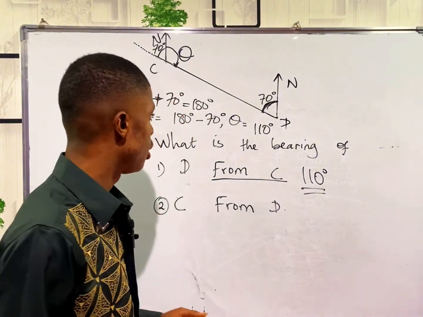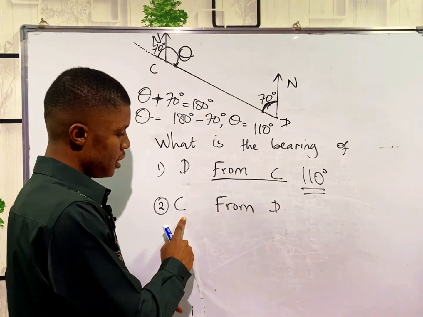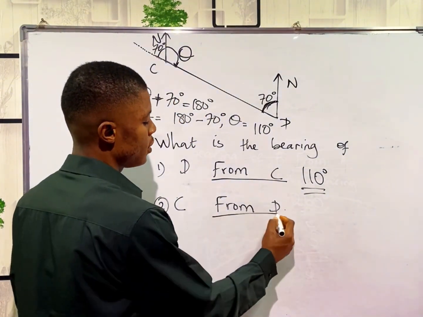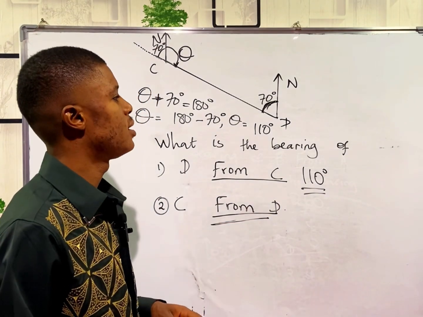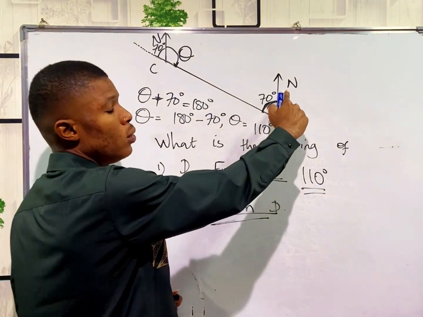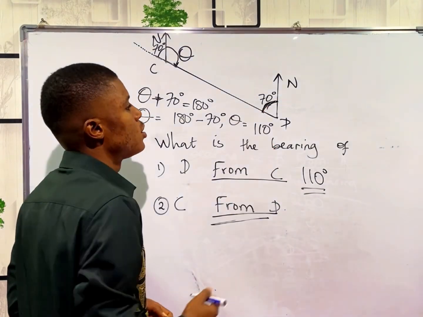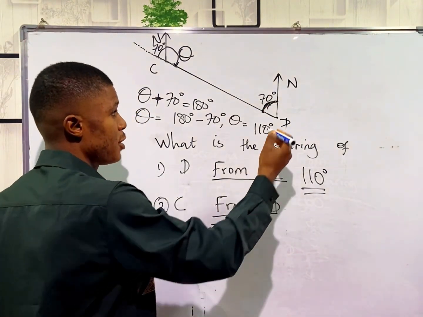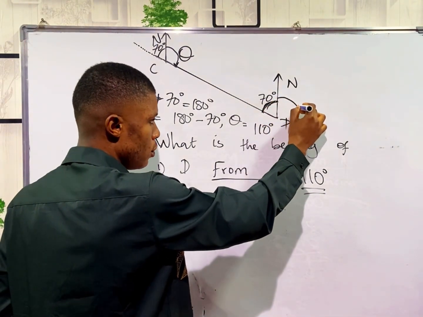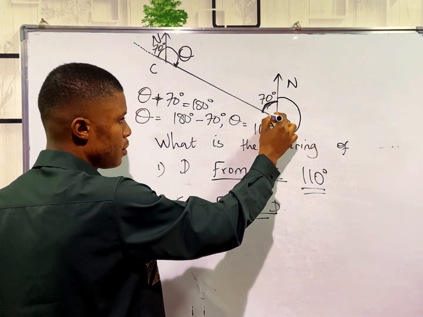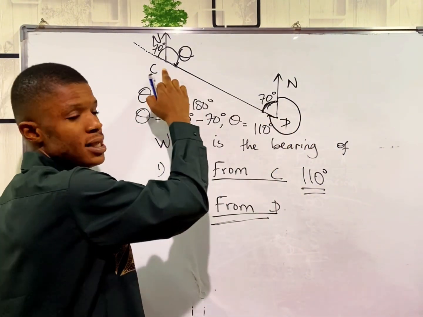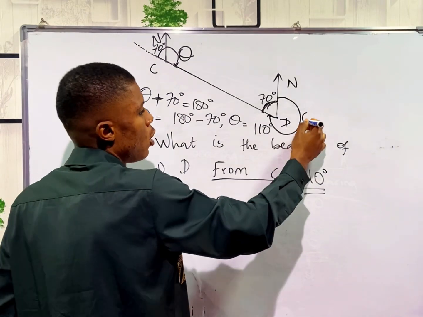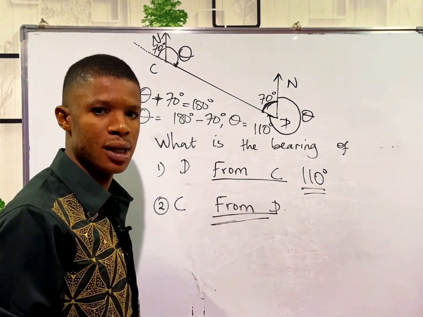And the bearing of C from D, please let's underline from D, means the angle should be at the north pole of D. So for us to do that, you just take your pen and make an angle from this line till you get to the path traveled from C and D. And that becomes your angle, theta.